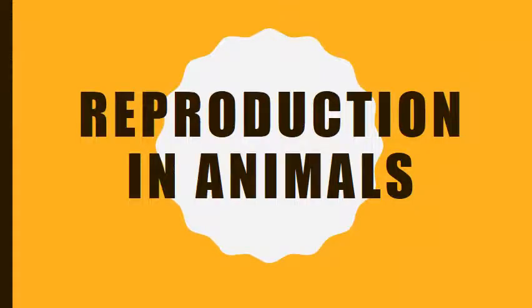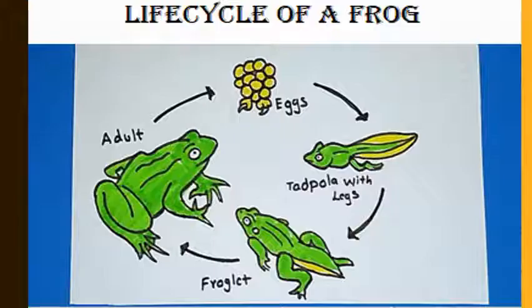So today we have to learn chapter 5, that is reproduction in animals. In the previous video we have learned about the reproduction process, asexual reproduction and sexual reproduction, and also we have learned the metamorphosis process with the help of a butterfly. Now today we will learn the life cycle of a frog.